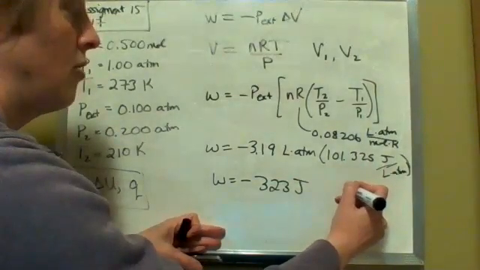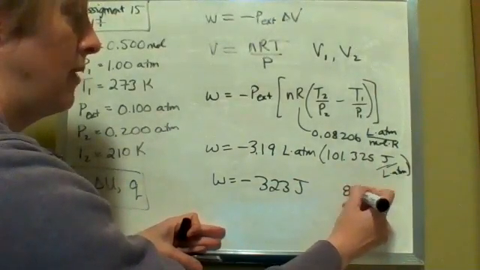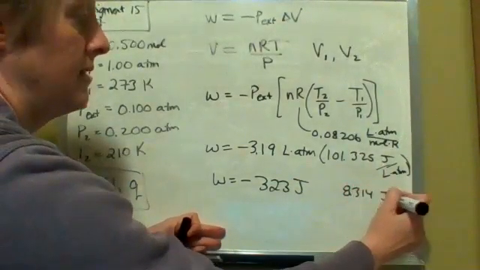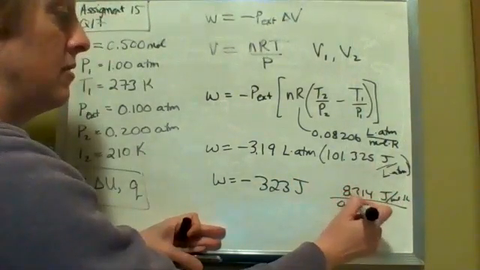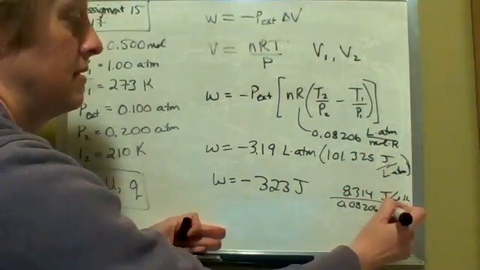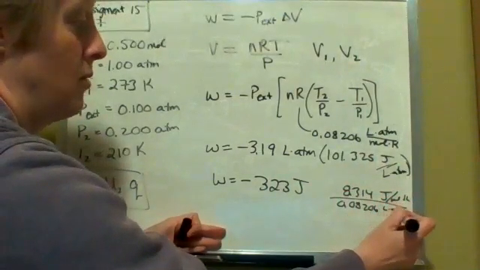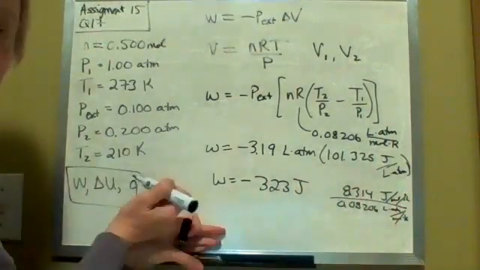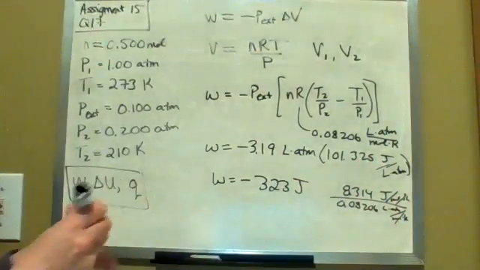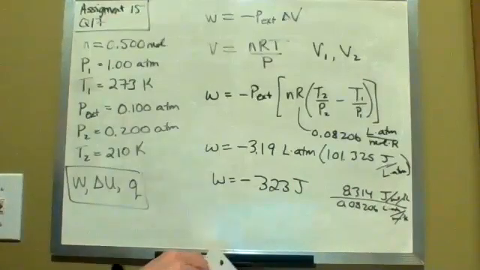And like I said, if you don't remember this one necessarily, you're generally given your two R values. So you can always do 8.314, that's joules per mole Kelvin, over 0.08206 liter atmospheres per mole Kelvin. So those moles Kelvin just cancel each other out, and then you're ending up with your joules. Okay? Now the next part wants you to get delta U.